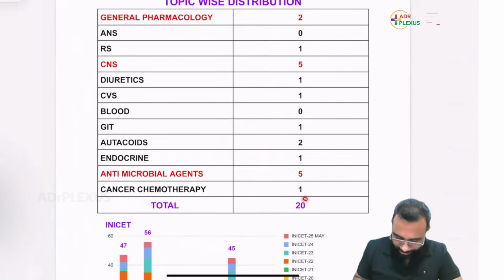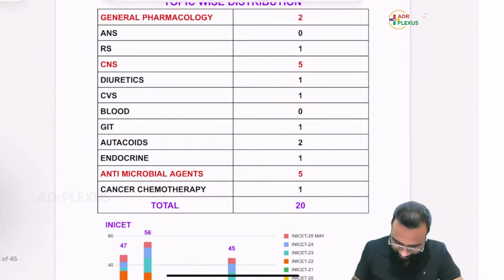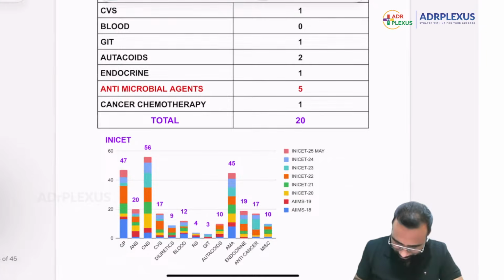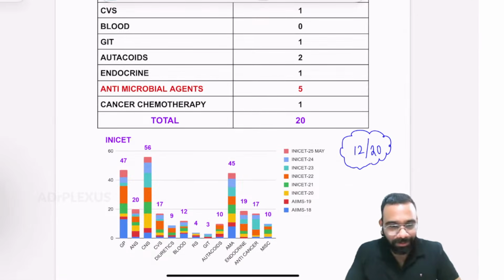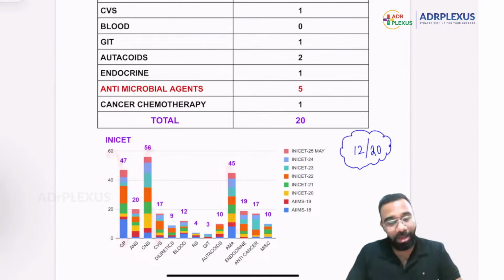Totally we got around 20 questions. In that 20, antimicrobial agents 5, CNS 5, and general pharmacology 2. That means these three chapters account for 12 questions out of 20. Again, the same thing as I always tell: if you're preparing for INI, those are the three important topics, chapters which you cannot miss. Cannot miss, right? So now let's start with these questions.